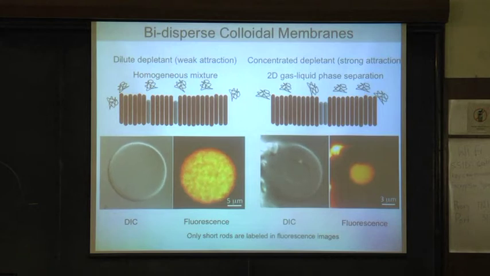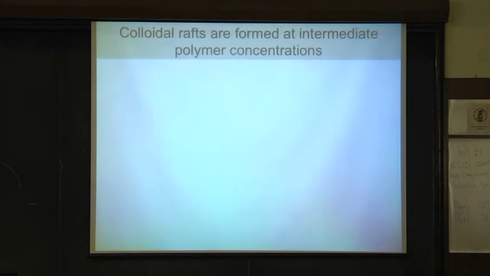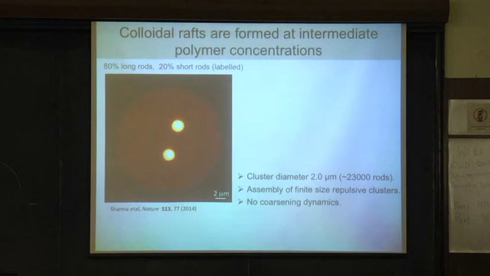So at this point, it looked like I can just turn the crank, change rod length and measure the surface tension between the two kinds of rods and things like that. It just looked like a classical phase separation phenomenon, except that when we tried to look between these two regimes, meaning at intermediate polymer concentration, we found something beautiful. And this is what we saw. This is a membrane made out of mostly long rods, fewer short rods, and almost all the short rods are in these two clusters. And they have a very well defined diameter of 2 microns.